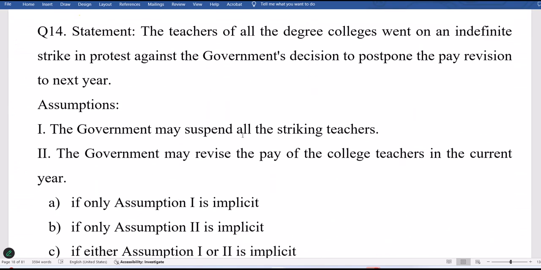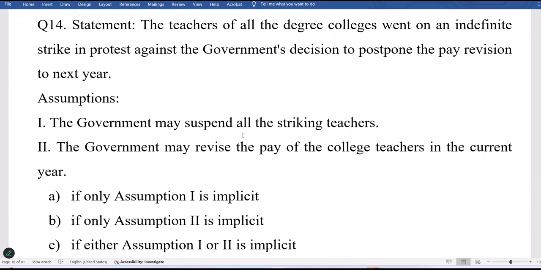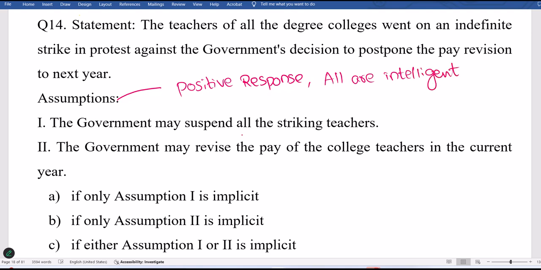And here, assumption. See, assumption is like a positive response, thinking in a positive direction, seeing everything in a positive way, and all are intelligent. We have to consider all people are intelligent, and respond with positive things. A positive mindset will be needed when you go for statements and assumptions.